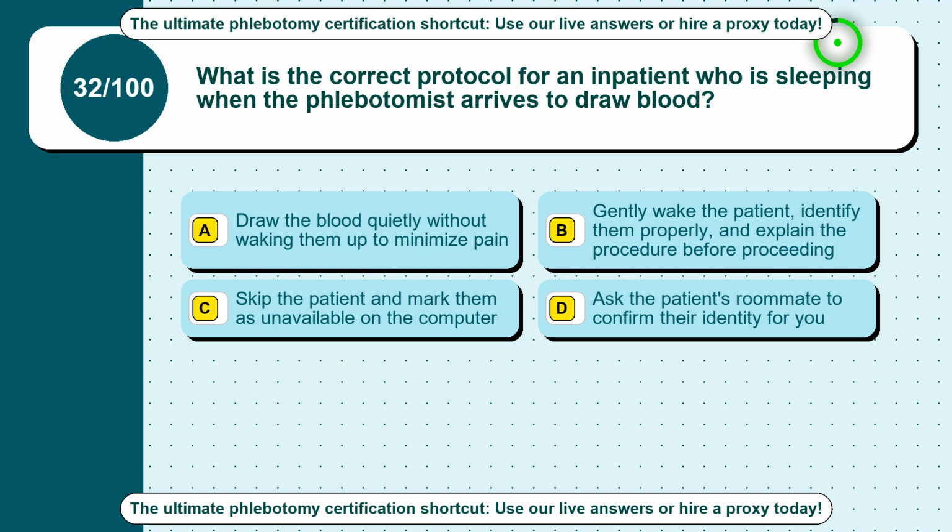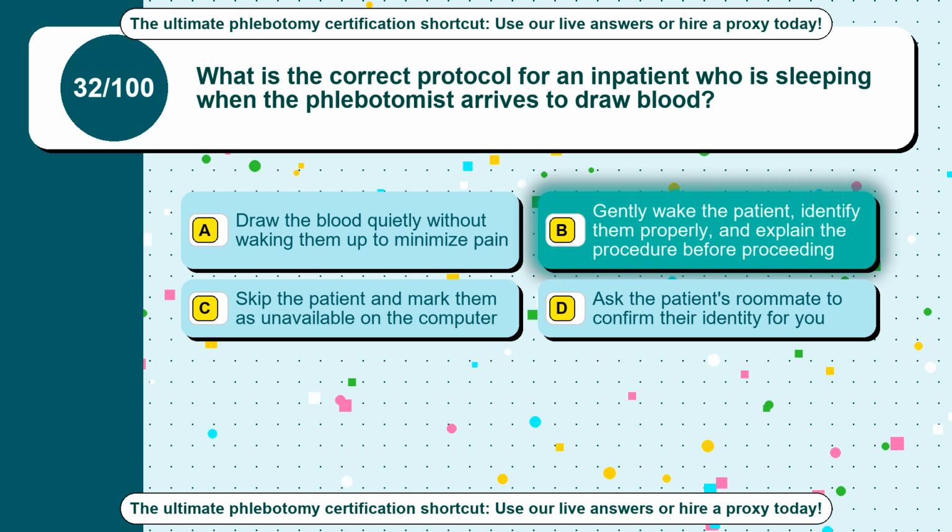Question 32. What is the correct protocol for an inpatient who is sleeping when the phlebotomist arrives to draw blood? Option A, draw the blood quietly without waking them up to minimize pain. Option B, gently wake the patient, identify them properly, and explain the procedure before proceeding. Option C, skip the patient and mark them as unavailable on the computer. Option D, ask the patient's roommate to confirm their identity for you. The correct answer is option B, gently wake the patient, identify them properly, and explain the procedure before proceeding.